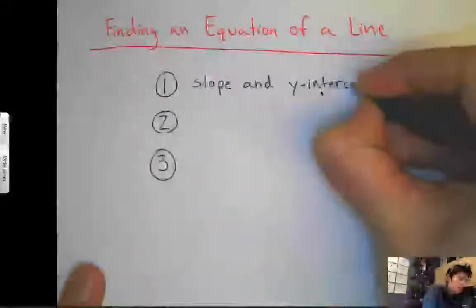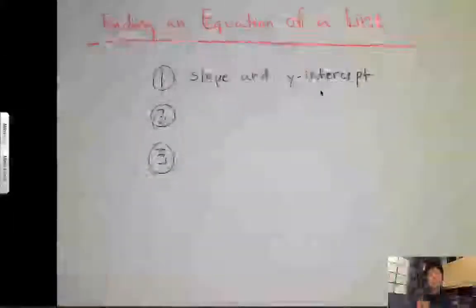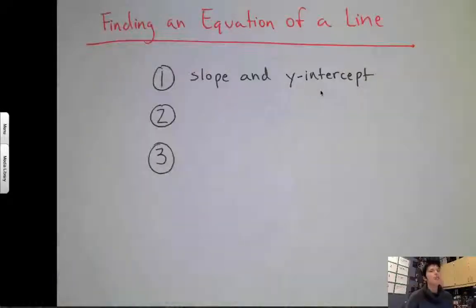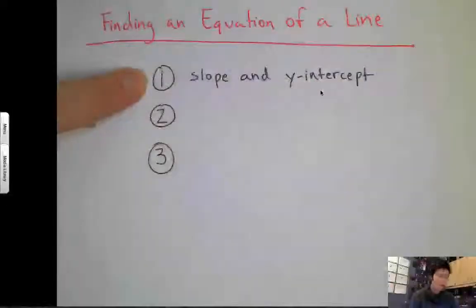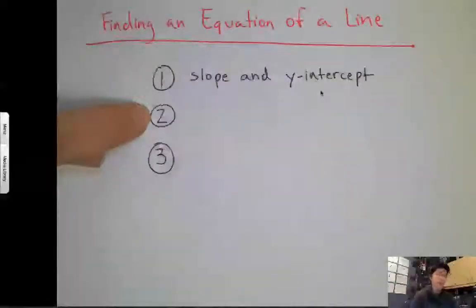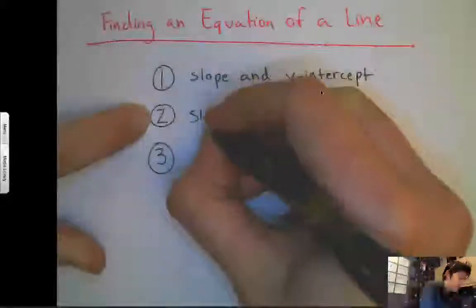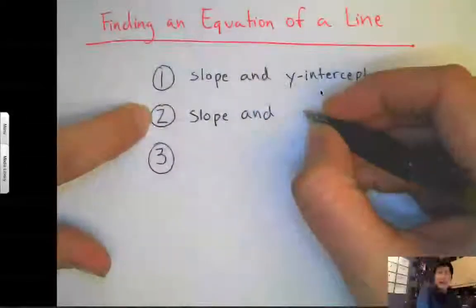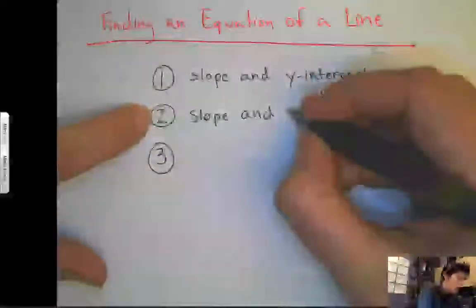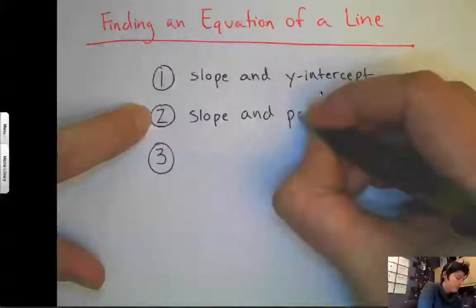This is probably the easiest case, because if someone tells you what the slope and the y-intercept of a line is, they pretty much are handing you the equation of the line. So that's our ideal situation, the easiest one. The second scenario is they give you the slope, but then they just give you a random point on the line. So they give you the slope, and then they give you some other point, any point on the line really. And I'm going to write slope and point.